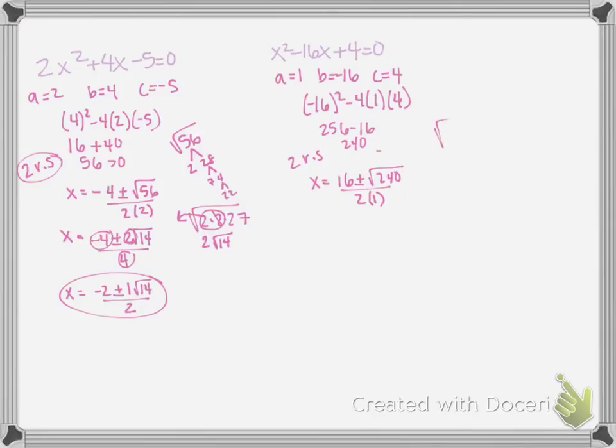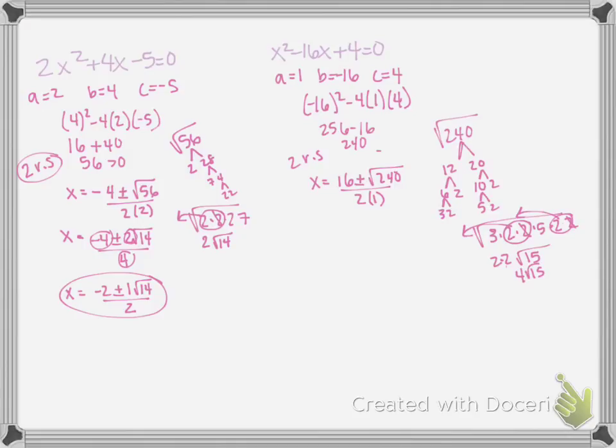We got to break down that 240 again. Let's do 12 and 20, 10 and 2, 5 and 2, 6 and 2, 3 and 2. So if I take all of those, 3, 2, 2, 5, 2, 2, I pair, one escapes, one dies, one escapes, one dies. So I had 2 2s escape. Got that 3 and that 5 left inside, so 15, and then those 2's become a 4. So I've got 4 square root 15.